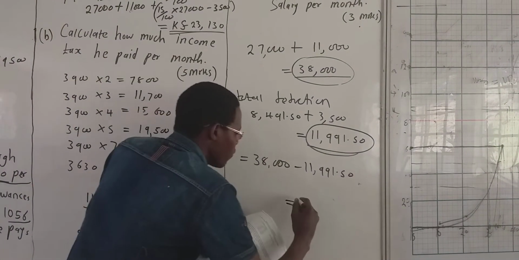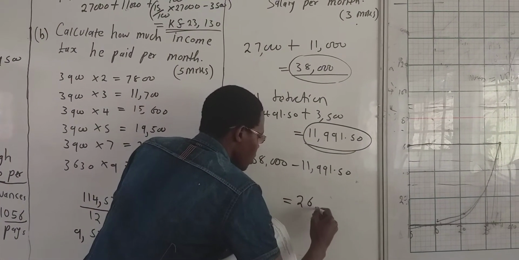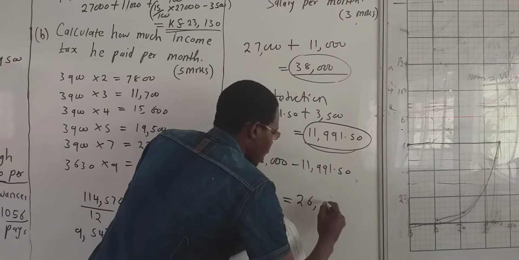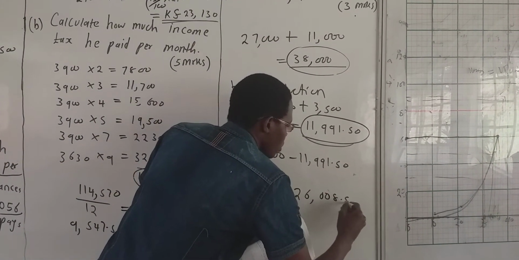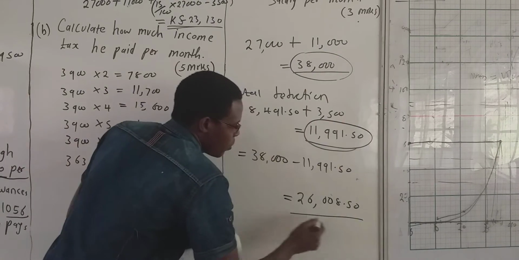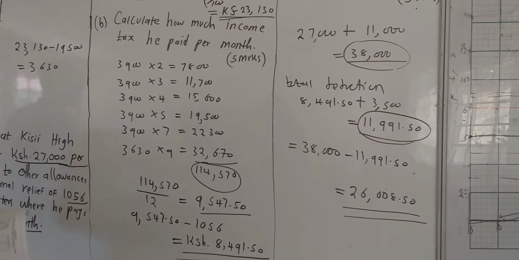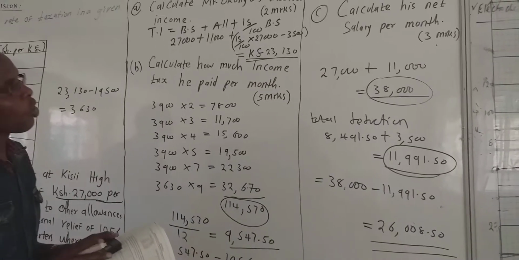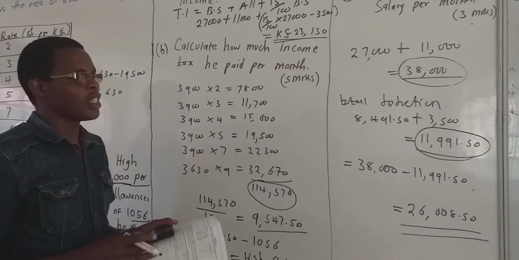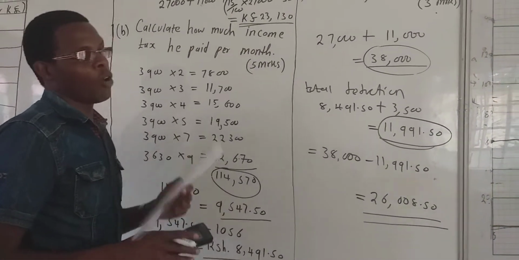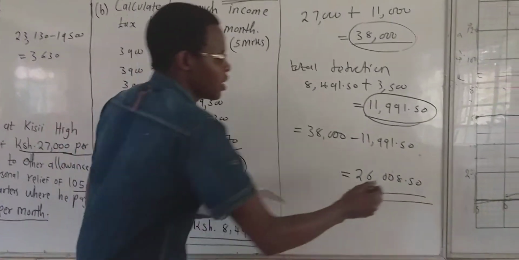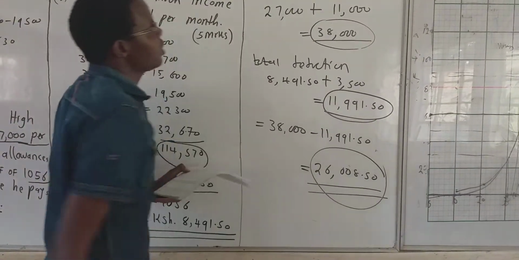Now this is going to give us a summation of 26,008.50. So this is going to be the total amount of money that this Mr. Okomo is going to receive in his account at the end of the month. So this is the answer for question number 6.